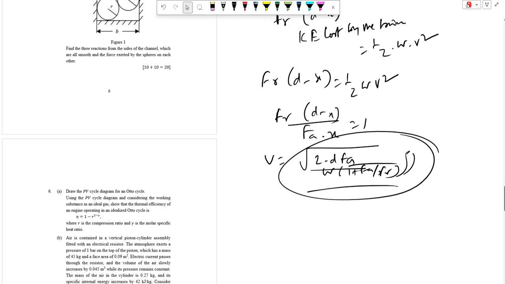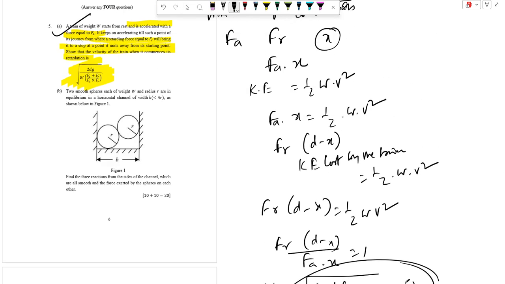And as a proof, directly let's go to 5b now. Two smooth spheres, each of weight W and radius R, are in equilibrium in a horizontal channel of width B less than 4R, given in the figure. Find the three reactions from the sides of the channel, which are smooth, and the force exerted by the spheres on each other.